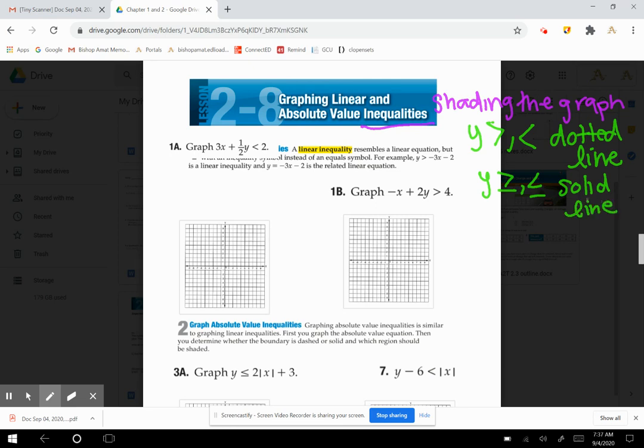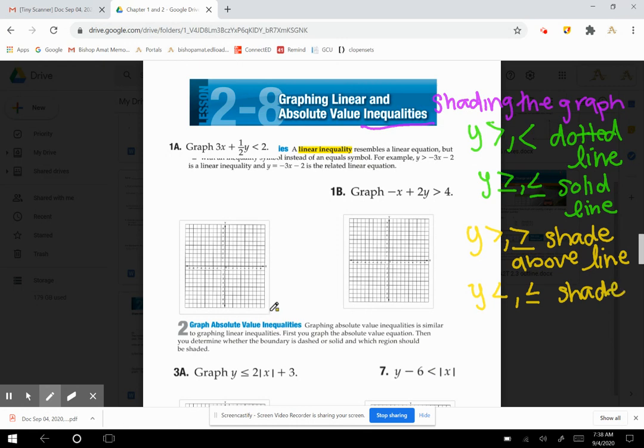So that's first. Then the next thing we have to know about inequalities, if y is greater than or equal to, you're going to shade above the line. If y is less than or equal to, you will shade below the line.